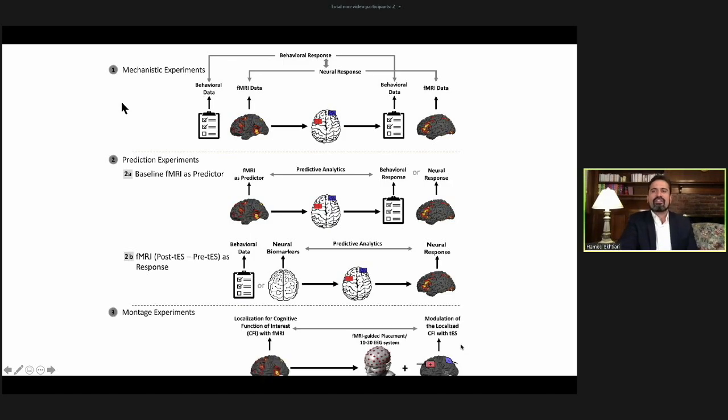And we also have a third group of studies that try to inform the electrode montages and the way they are going to stimulate based on the fMRI data. So we have another group of studies using fMRI in that way. So we basically have three major types of integration of TES and fMRI.